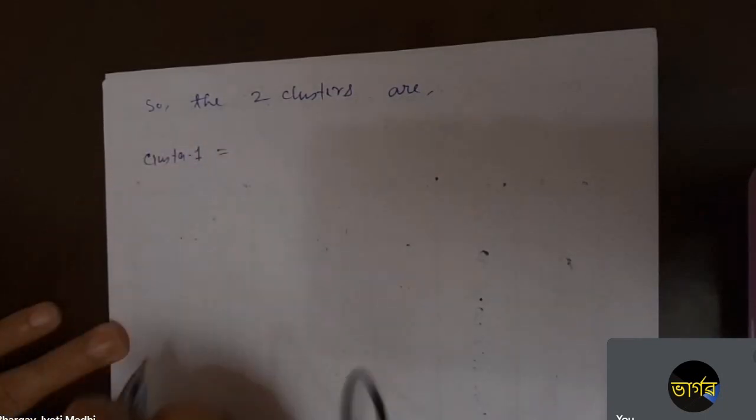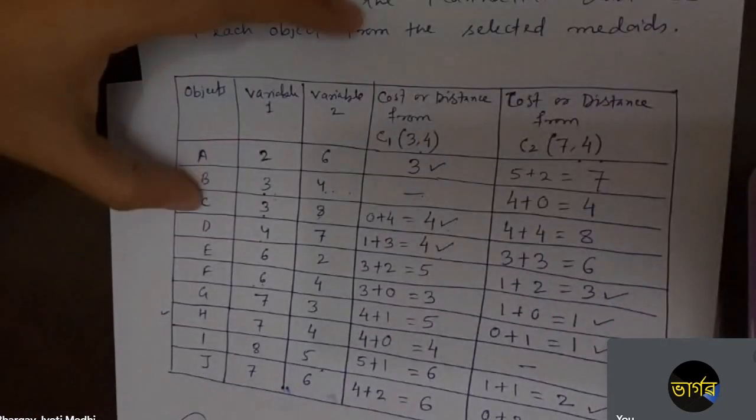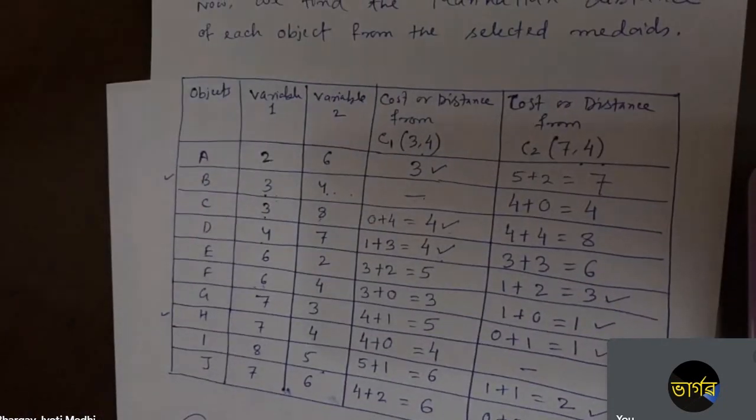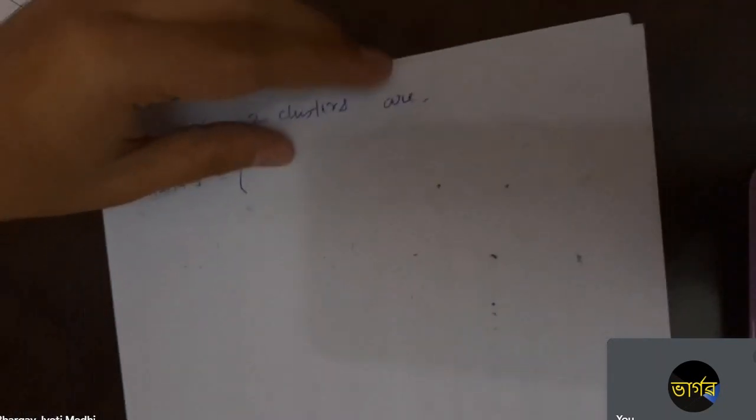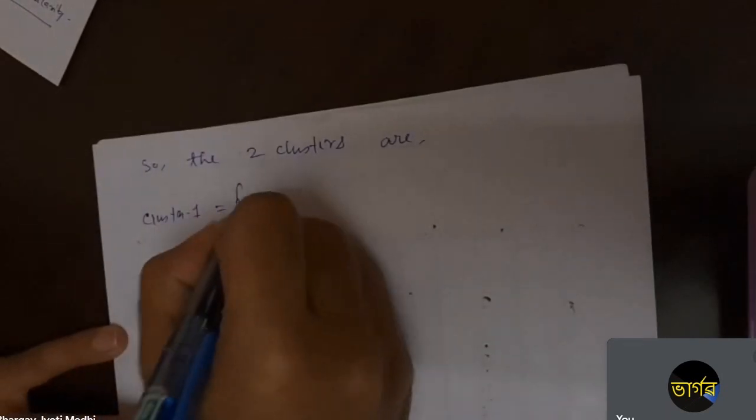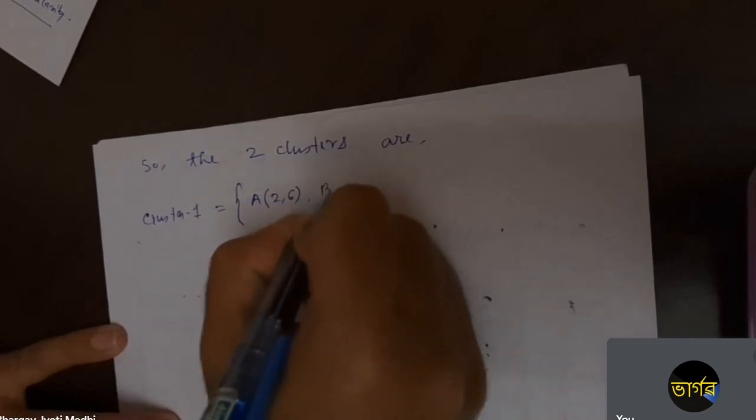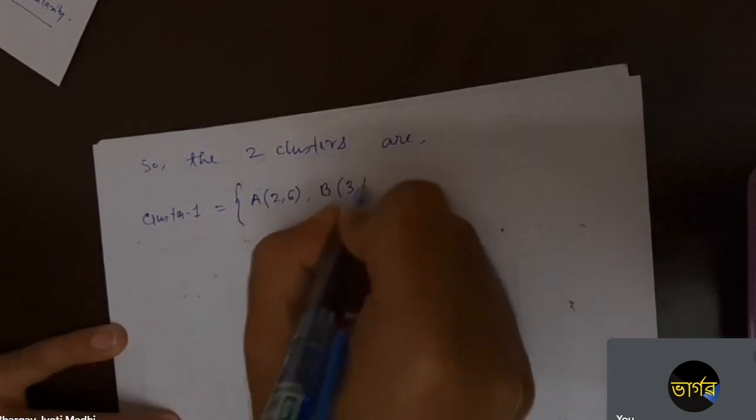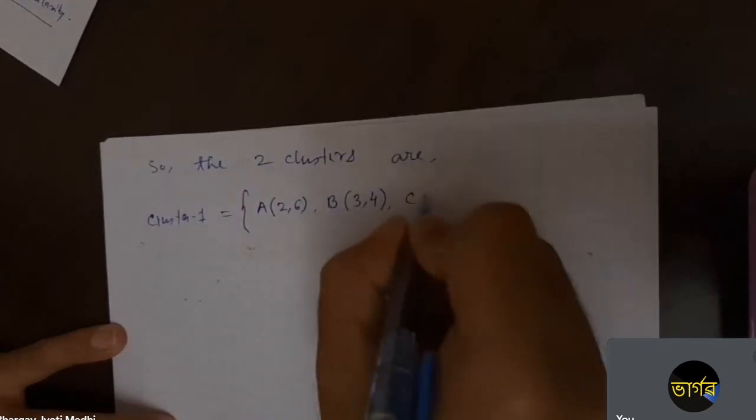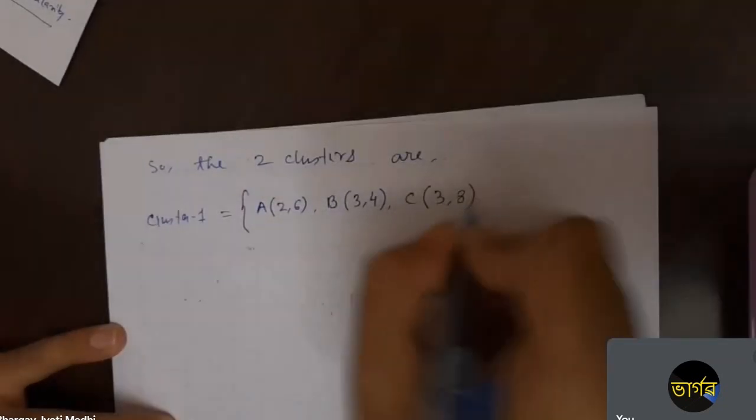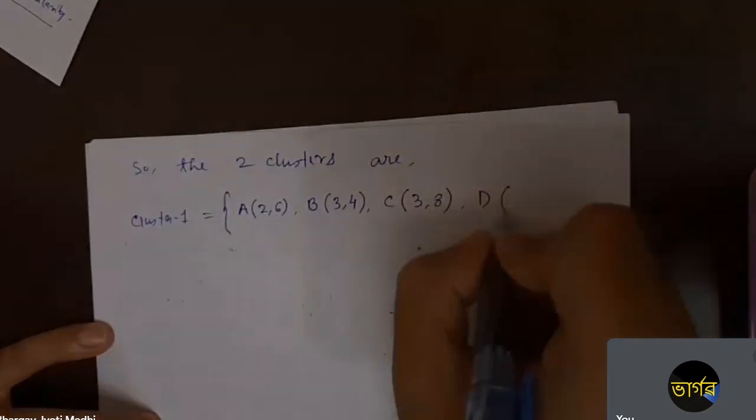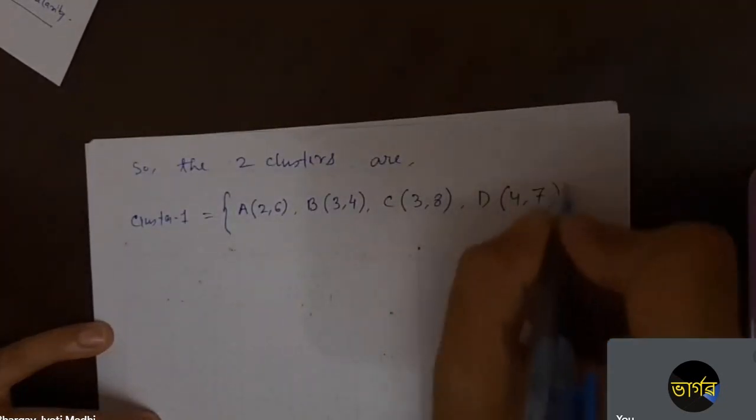points A, B, C and D. Okay, A, B, C, D, let me write the coordinates. In cluster 1 we have 4 points. Point A is there whose coordinate is 2,6, then point B is there whose coordinate is 3,4, point C is there whose coordinate is 3,8 and point D is there whose coordinate is 4,7.